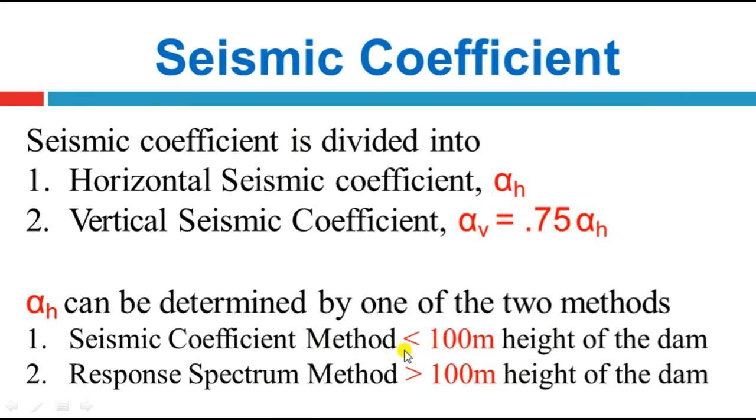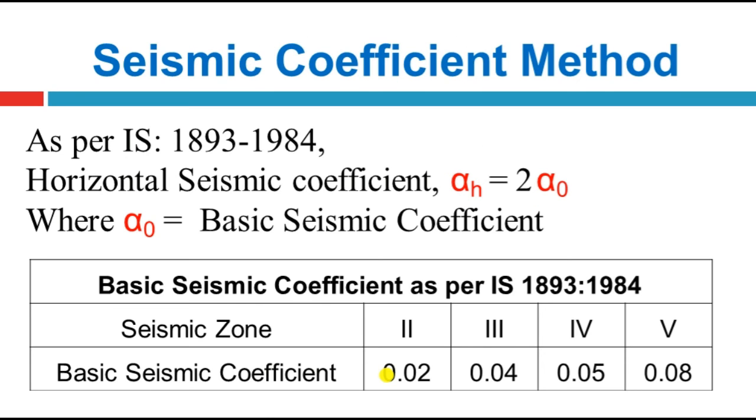The seismic coefficient method is useful for structures up to 100 meter height, and the response spectrum method is useful when the structure height is greater than 100 meter. As per IS 1893-1984, the code for seismic coefficient calculation, horizontal seismic coefficient alpha h is equal to 2 alpha 0, where alpha 0 is the base seismic coefficient, which depends on the zone. We calculate 2 into alpha 0, where 2 is the factor of safety.